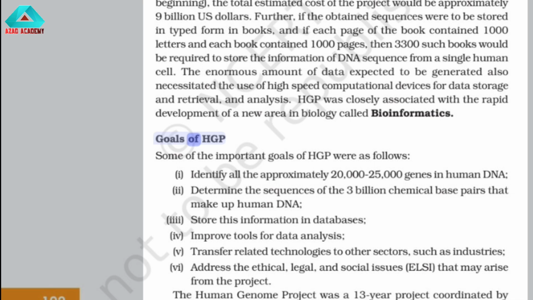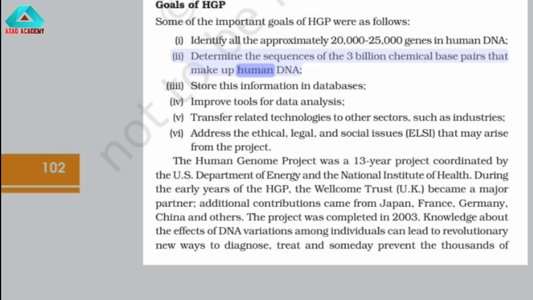Goals of HGP. Some of the important goals of HGP were as follows. 1. Identify all the approximately 20,000 to 25,000 genes in human DNA. 2. Determine the sequences of the 3 billion chemical base pairs that make up human DNA. 3. Store this information in databases. 4. Improve tools for data analysis. 5. Transfer related technologies to other sectors such as industries. 6. Address the ethical, legal, and social issues, ELSI, that may arise from the project.